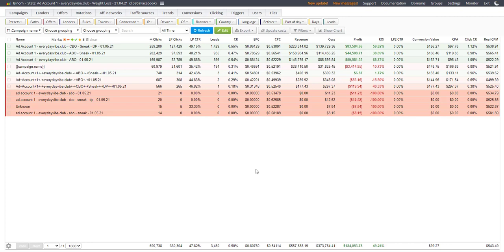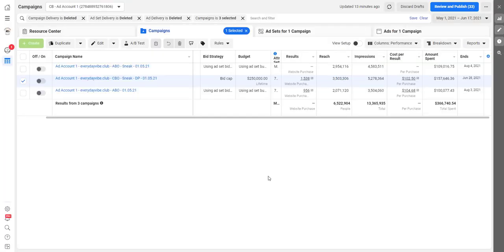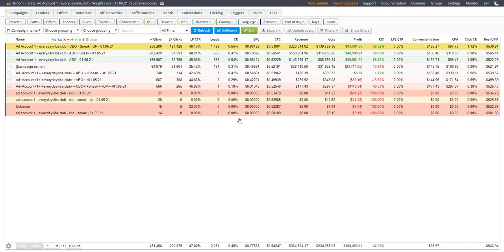So I'm not going to drill down specifics right now. We're going to jump into the ads manager just to show you exactly what's been spent. So let's go over to the ads manager. We can see we've ran from the 1st of May to the 17th of June, so 6-7 weeks, give or take, and we can see exactly how much we spent here, $366,740. We can also see each campaign and how much we spent per campaign, right? So we've got this, we'll start with the most. CBO sneak DP, 157,646. Let's jump back to the tracker, CBO sneak.